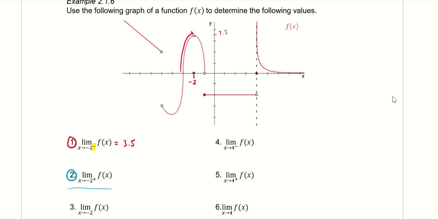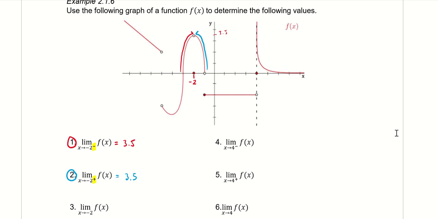This next one, the limit as x approaches -2, but now from the right of f of x. So now we're approaching the same point, this -2, but now we're going from this direction. So again, kind of creeping along here, as I get closer and closer to -2, my function again gets closer and closer to 3.5. So this right-hand limit is also 3.5.